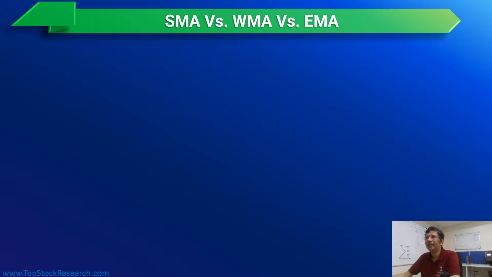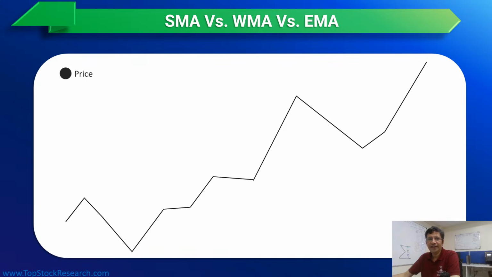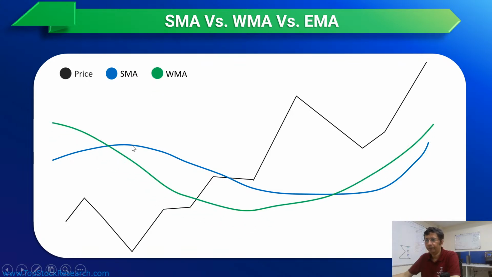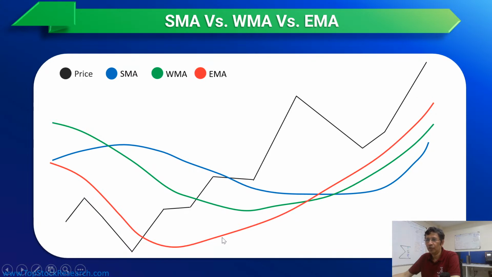This is a simple example showing the difference between the three, right? This is a simple price chart. This is where the simple moving average comes in, the blue line. The green line is the weighted moving average. If you see, this responds much faster compared to the blue line, right? This is the weighted moving average because it gives more weight to the latest period. And this is the exponential moving average.